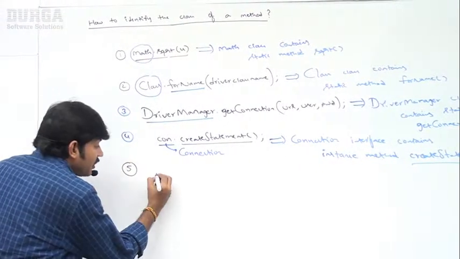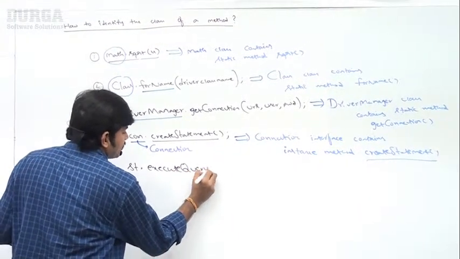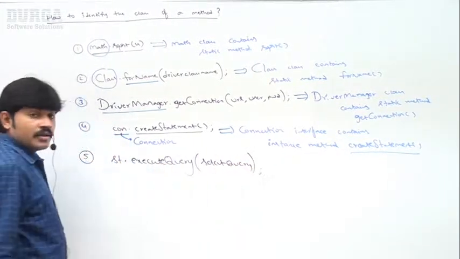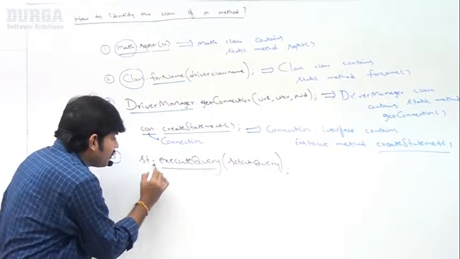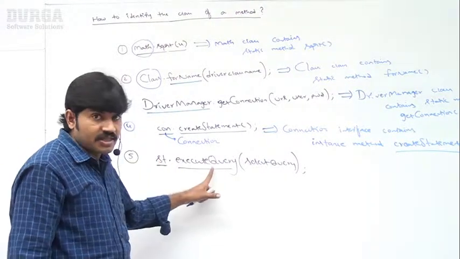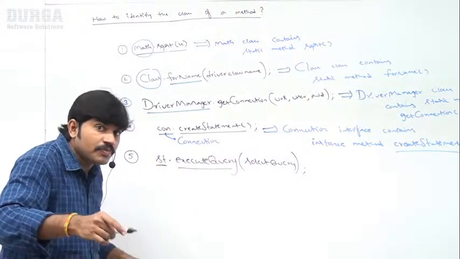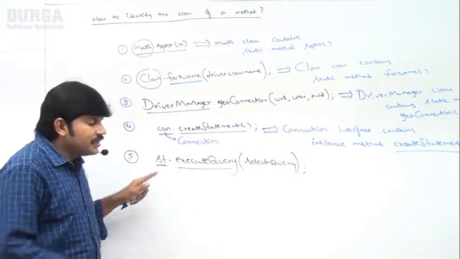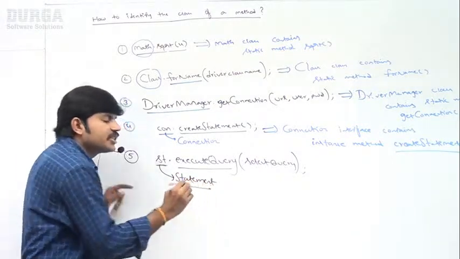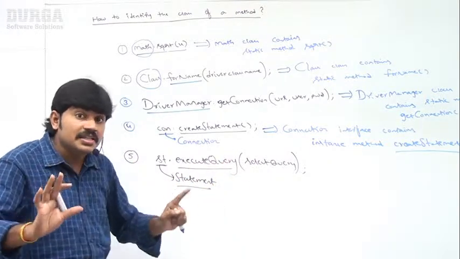Sir, now my fifth possibility, right? Observe that. Sir, st dot execute query. Just I'm taking some select query, sir. Now do you know, execute query method you are calling on st. Is it instance method or static method? Instance method. Are you getting? This instance method you are calling on st. st is what type? Statement type. That's why the statement interface contains the execute query method, which is the instance method, right?